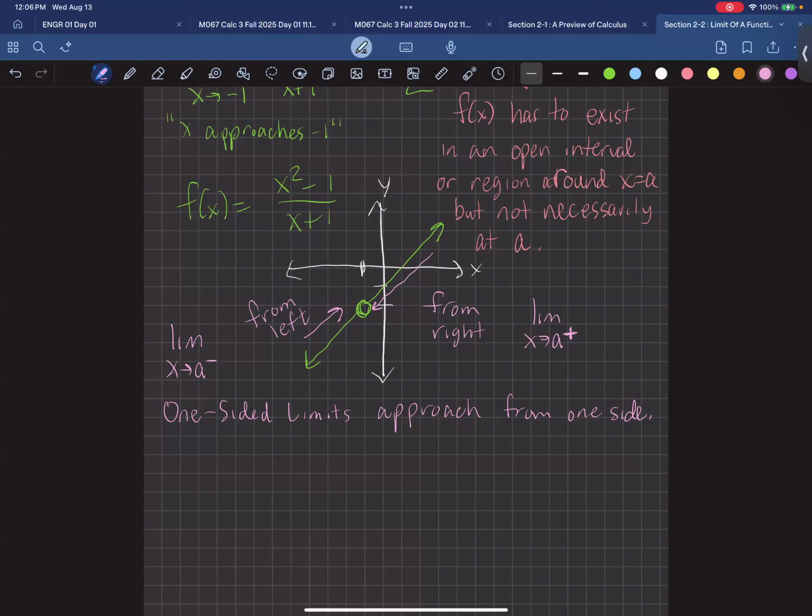If you work out the table and the graph, look at the graph here, a limit is really like, what y value are we approaching?